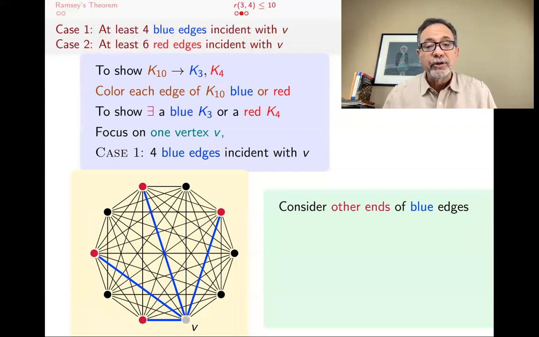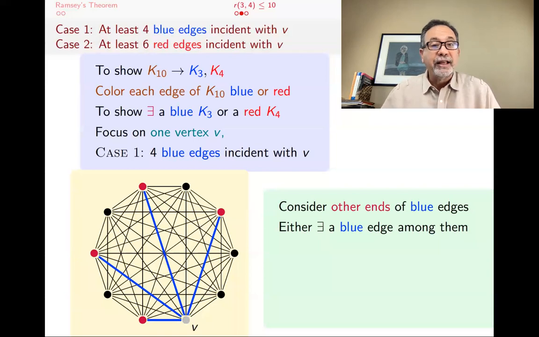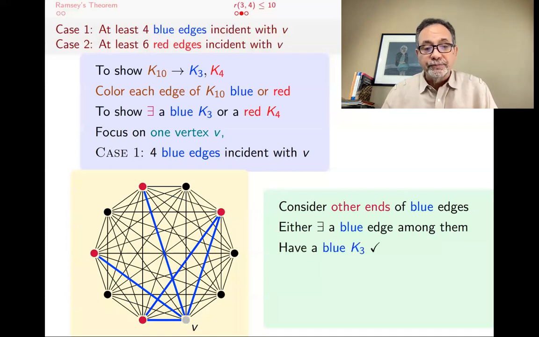Now, this is what I'm going to say. I'm going to say either there's a blue edge among them, like they're connected with a blue edge, maybe this one, maybe that one, maybe that one. And regardless of which blue edge there is, that blue edge together with the 2 blue edges coming out of V to those 2 vertices gives me a blue K3.